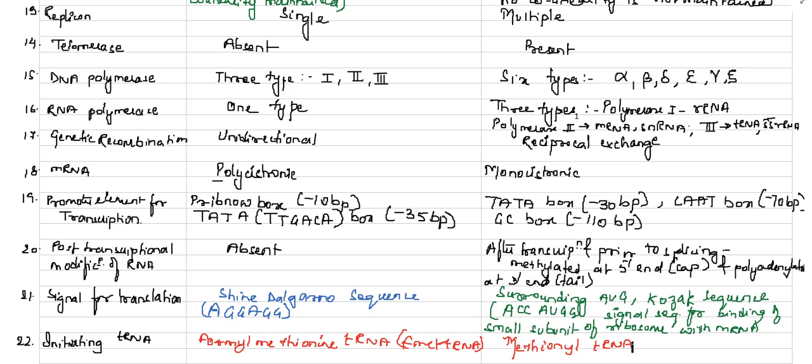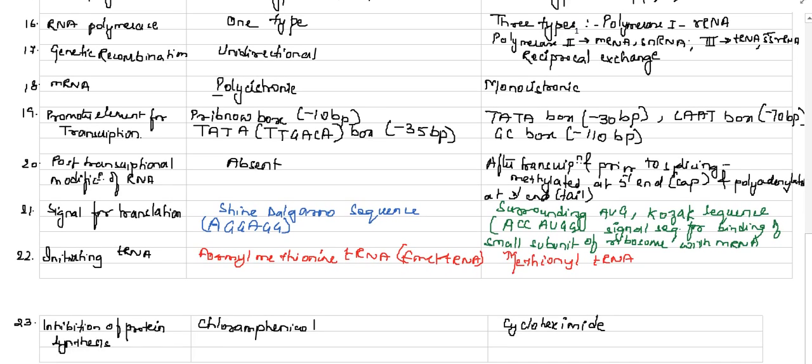Now, signal for translation, Shine-Dalgarno sequence is the signal where small subunit of ribosome binds to mRNA. But in eukaryotes, it is a Kozak sequence which is near to AUG, which is the start codon. Near to AUG, the Kozak sequence is present where the small subunit of ribosome binds in case of eukaryotes. Initiating tRNA is formyl methionine tRNA in case of prokaryotes, and is simply methionine tRNA in case of eukaryotes. Last is inhibition of protein synthesis. Chloramphenicol inhibits prokaryotic protein synthesis, and cycloheximide inhibits eukaryotic protein synthesis.